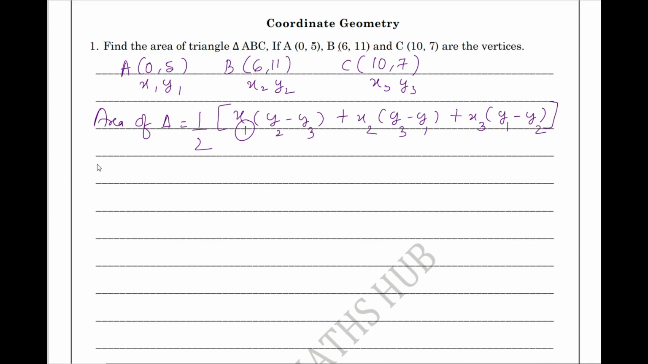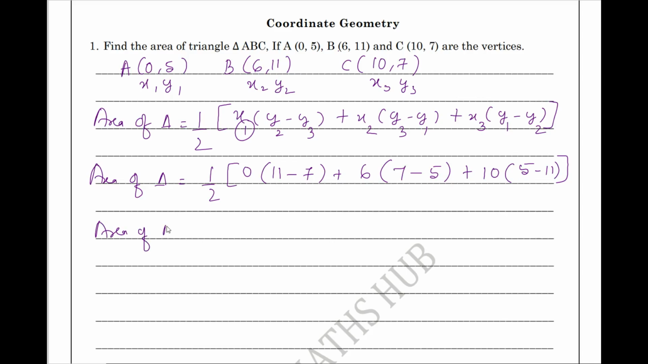What I need to do now is just substitute the values. Now area of triangle equals half into x1 is how much? 0 into y2 is 11 minus y3 is 7, plus what is x2? x2 is 6, into y3 is 7 minus y1 is 5, plus x3 is 10 into y1 is 5 minus y2 is 11.